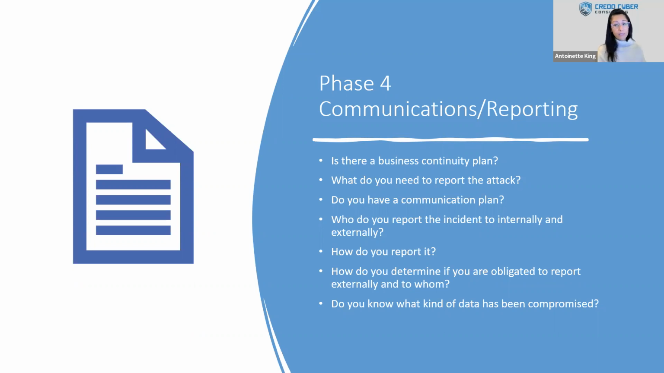Knowing who to report the incident to, both internally and externally. Do you have a contract with RCLS? Hopefully you do. And if you do, who's the person at RCLS that you're supposed to be contacting? And then again, who are the external stakeholders that you should notify? Do you notify the trustees? Do you have anyone else you're supposed to notify? How do you do this reporting? Is there a website or a portal that you're supposed to go to do your reporting? And then again, determining if you're obligated to report and to whom is important. That's predicated on the data or type of information that's been compromised. And knowing what kind of data has been compromised is going to feed into this whole communications plan.